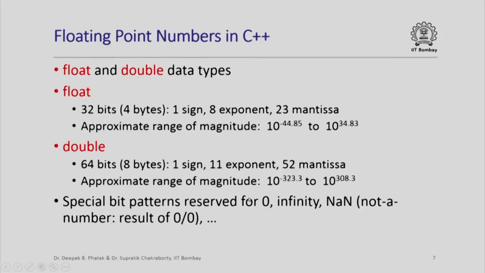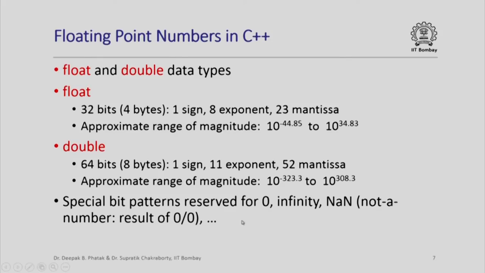And as I said, we cannot represent 0 exactly if we are trying to use normalized mantissa. So special bit patterns are reserved for 0, and not only for 0, but for some other kinds of numbers like positive infinity, negative infinity, and even for things which are also called not a number, which are the result of certain operations. For example, if I try to divide 0 by 0, then I would get something which is not really a number, and in a computer, this is represented by a special bit pattern which is also called not a number. And similarly, there are other special bit patterns.